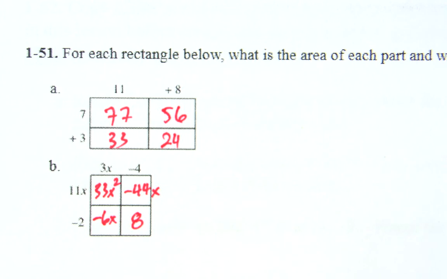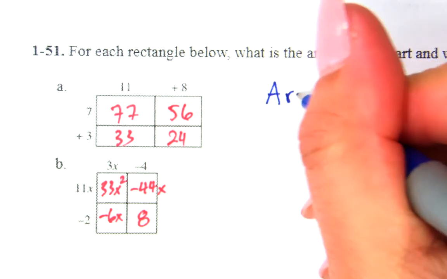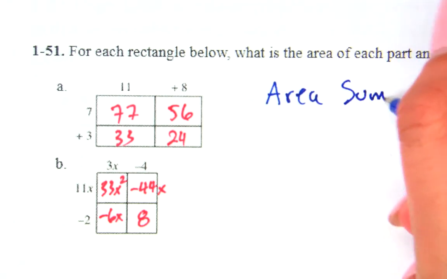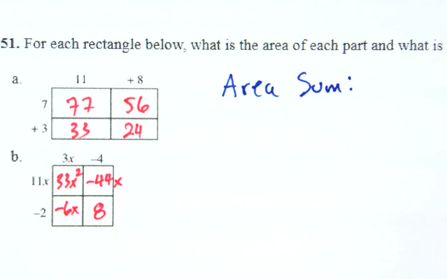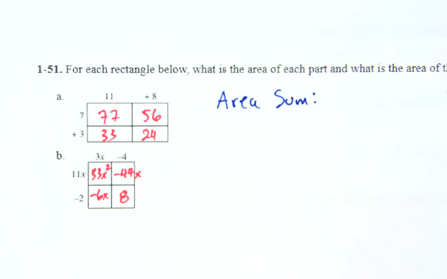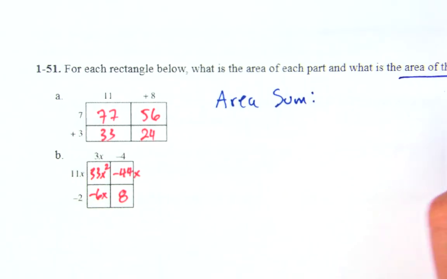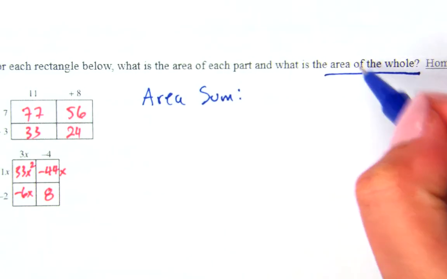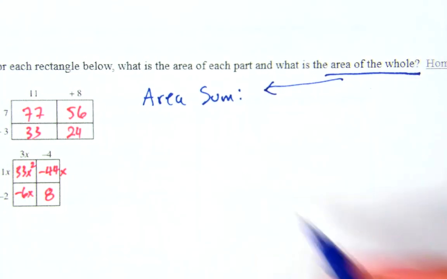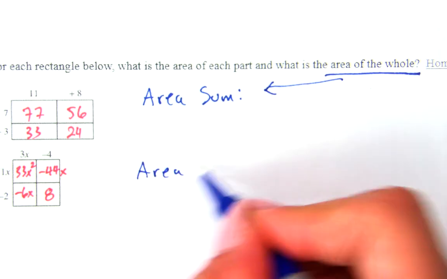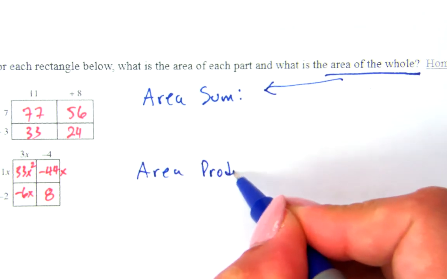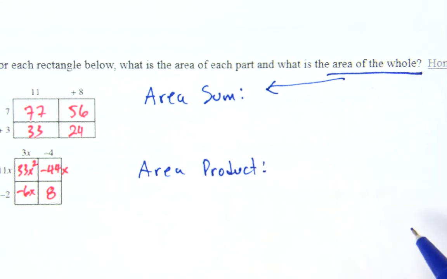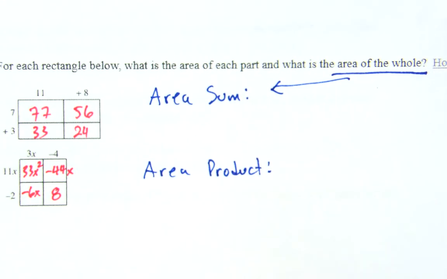So basically give me the area as the sum. Even though it doesn't really ask, it does ask for the area as a sum, because it wants the area of the whole thing. That's the area of the sum. Area of the whole is area of the sum. And then I want the area as the product. Okay, so for both A and B. Okay, that was 51.